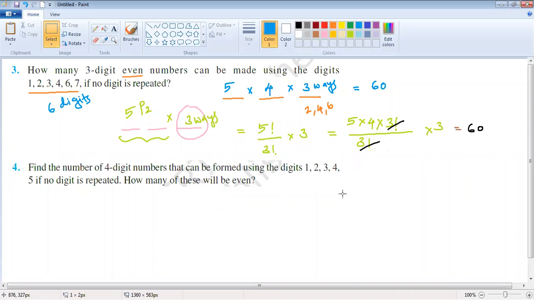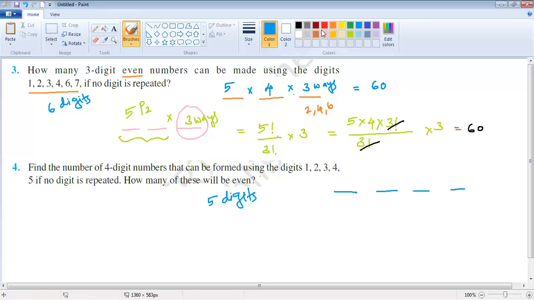So 4-digit number. You have 4 digit positions. It is like this: 1, 2, 3, 4-digit numbers. The total digits are 1, 2, 3, 4 and 5. Total 5 digits available.